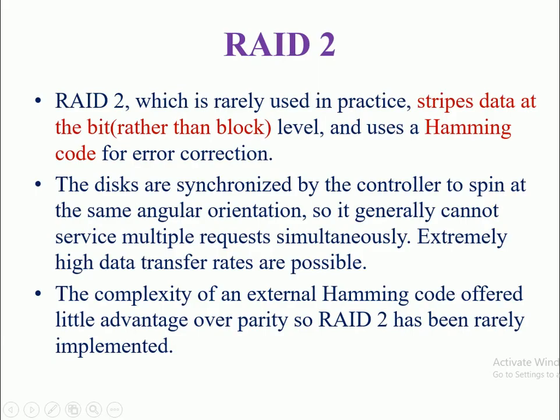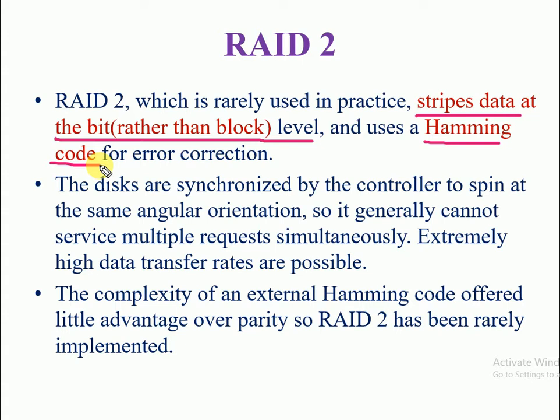Now, the next level of RAID is RAID 2, which is a very rarely used configuration. It stripes data at the bit level. In the previous RAID 0, portions of data are distributed among different strips of different disk drives, but here the distribution is based on bit level, bit by bit. Each bit will be distributed among different disk drives, and it also uses the Hamming code for error correction.